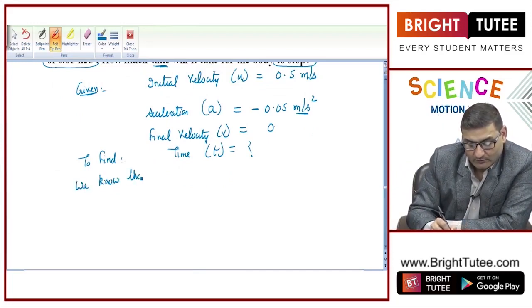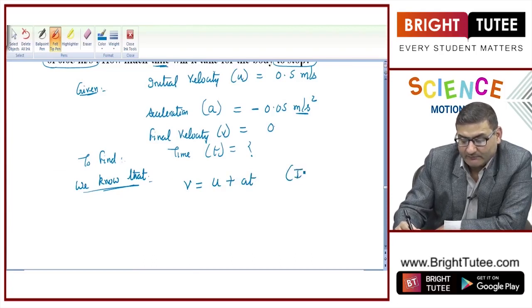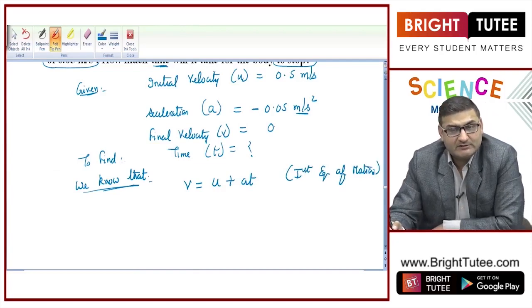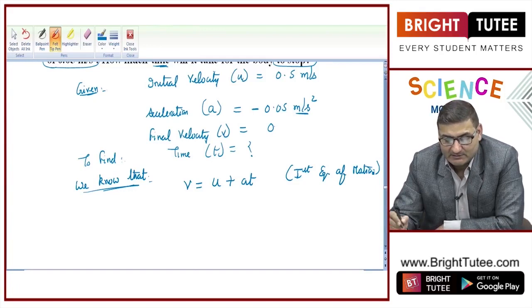We know that v is equal to u plus at from the first equation of motion. Sir, will all the questions that come in the exams be from the first equation of motion? Of course not. This is just for your practice, to see in how many different ways we can calculate the various values using the first equation. Don't worry, you will be getting questions on the second and third as well. Fine. Just taking examples based on the first only.